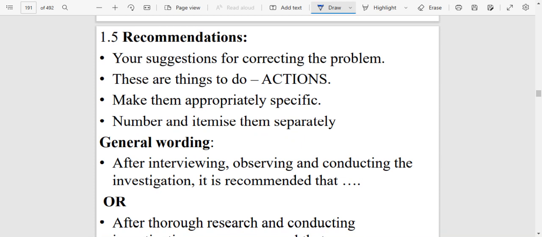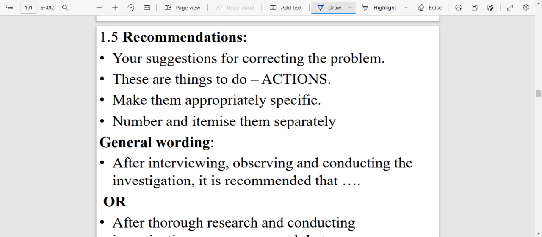Now you need to note that findings are facts. By nature, they cannot be argued. These are findings, okay? They are facts, not what you think. Conclusions are interpretations, so conclusions could be argued. Another thing that you need to include in your report are recommendations. The recommendations mostly are going to come in the conclusion. The recommendations will include your suggestions for correcting the problem, or things to do, like what action you can take.